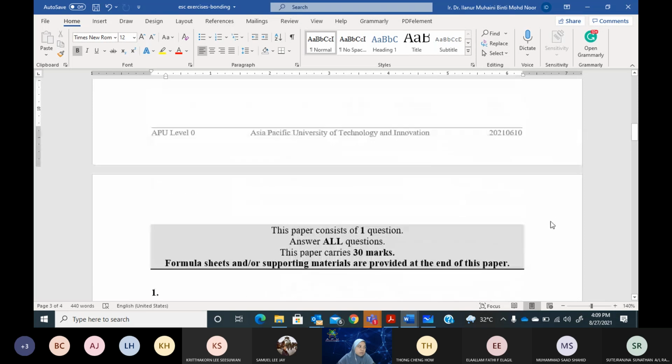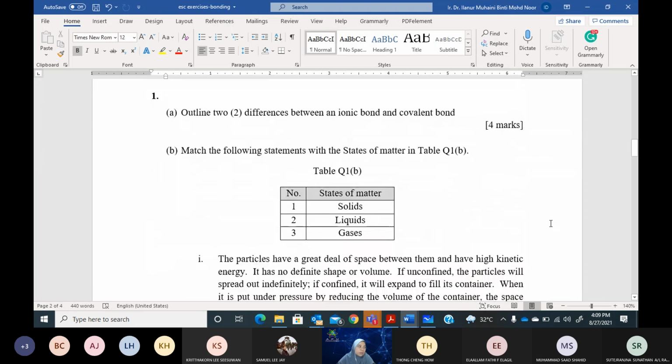Another style of question is Question 1, which gives 4 marks: outline two differences between an ionic bond and a covalent bond. So we have easy questions like this also to help you in changing your grades, for example from A to A plus. Only 2-3 marks can change the grade also. So number 1 is easy, right? Outline two differences between ionic bond and covalent bond.